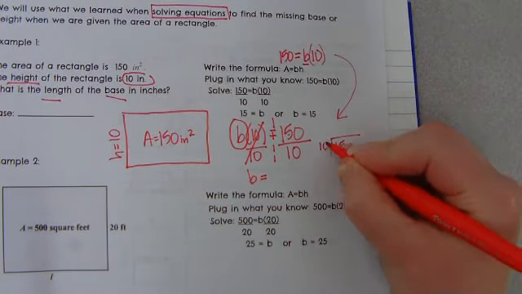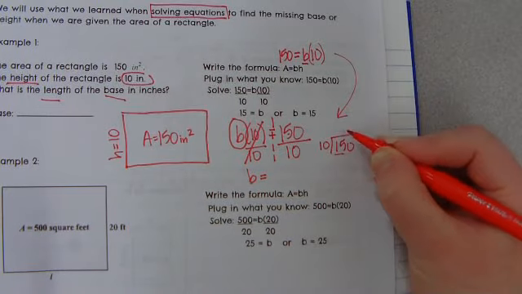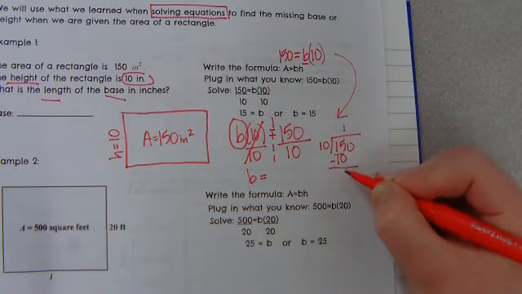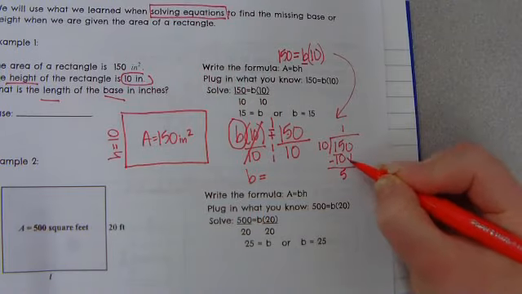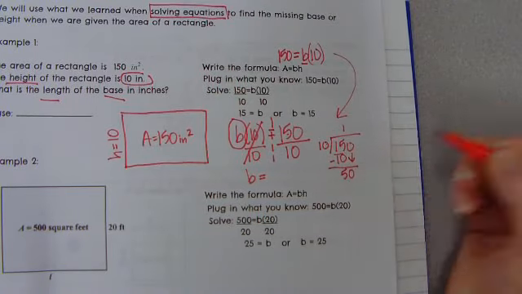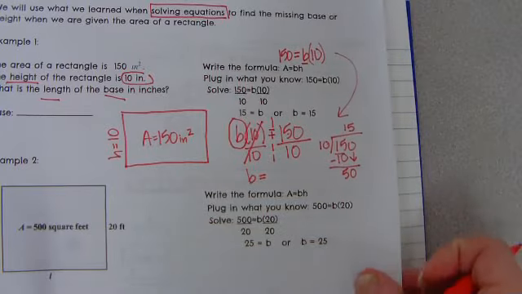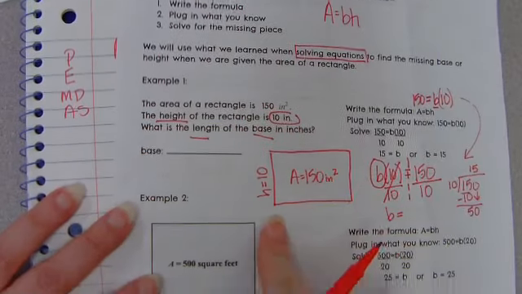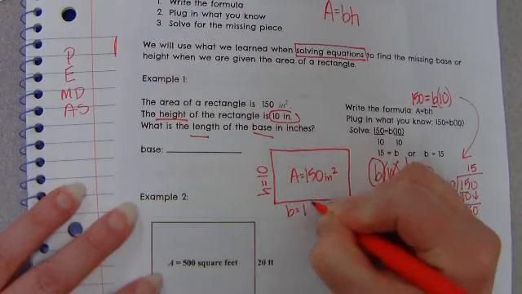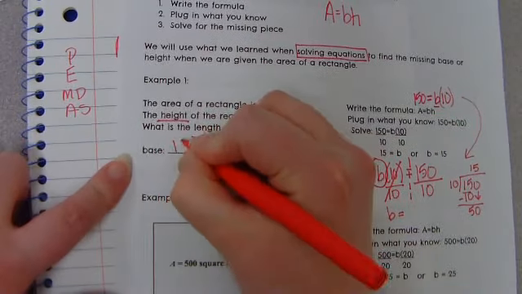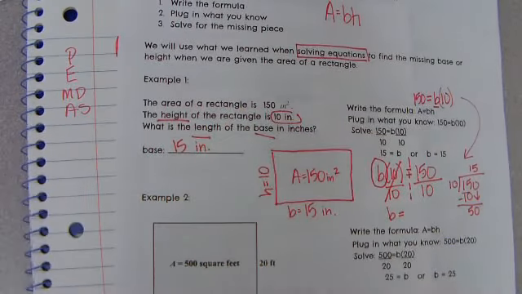So when I solve that, I know 10 goes into 15 one time. I have a remainder of 5, and I bring down my 0, and 10 goes into 50 15 times. So my base for this rectangle is 15 inches. So the base was 15 inches.